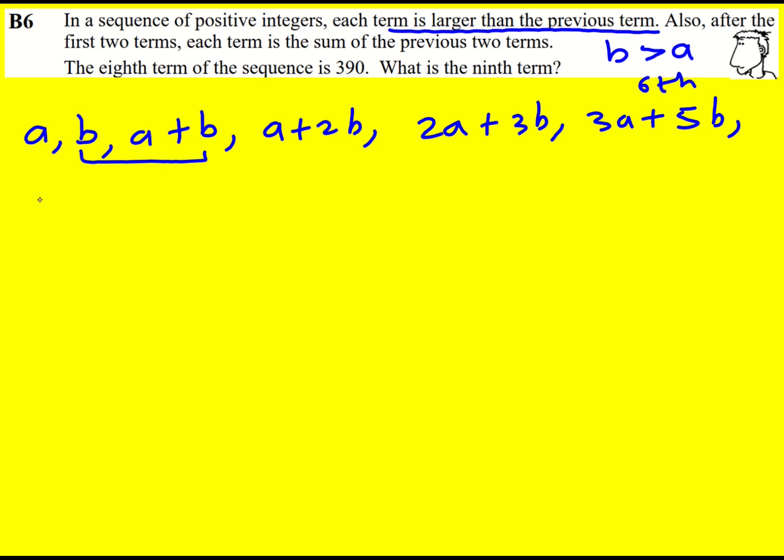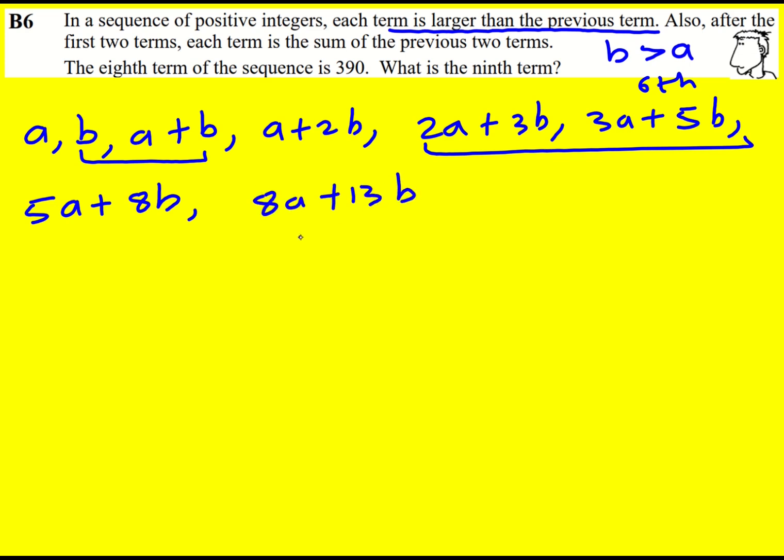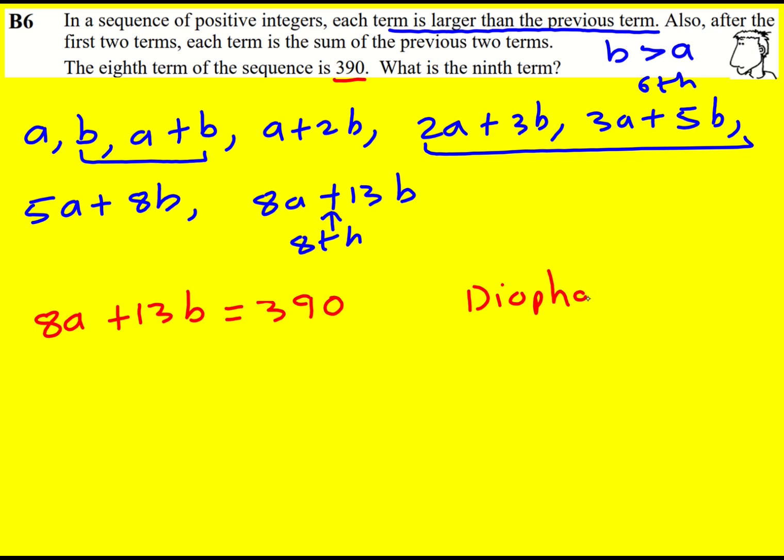So I've got another couple to find. Next one is 5a plus 8b, adding these two. And the 8th term is going to be 8a plus 13b. So I know that this is equal to 390, and I can create an equation. This is called a Diophantine equation because there's more than one unknown, but they have to be whole numbers.